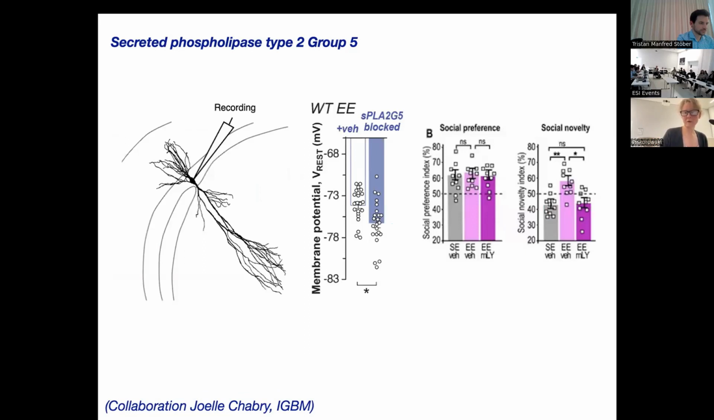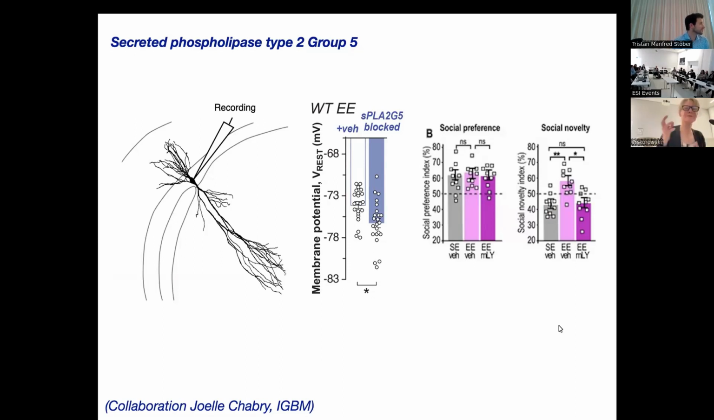And one thing we've done is that there's a blocker that exists for this. It's called LY33313. If you put it in the water bottles of the mice, you can reverse the changes in the lipids. You can also prevent changes in the intrinsic properties of the cells. And Joelle has shown that if you block this, you can actually prevent any improvement in the social memory of the animals. So we're kind of excited about this. We can effectively make life worse for mice.